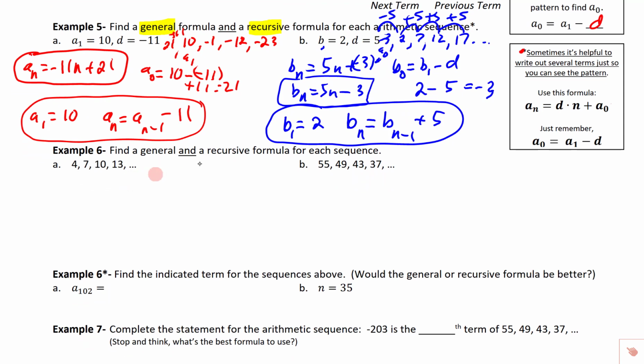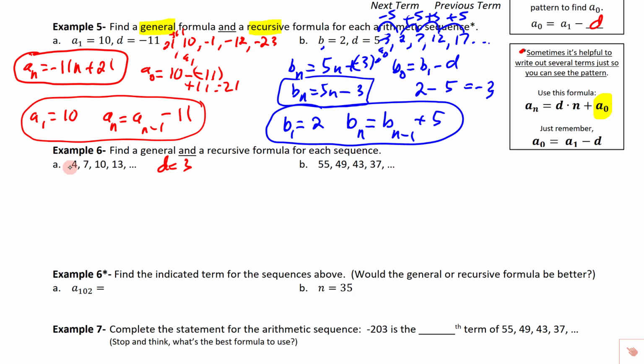Okay? All right, to finish this off, we're going to take a look at a couple more examples. So we want to find a general and recursive formula for each one of these, and you'll notice that we have them all written out. We've got 4, 7, 10, 13, so it's pretty easy to tell what the common difference is. The common difference on this one is positive 3. So we've got the common difference. What we need is the initial term. We need this a naught.